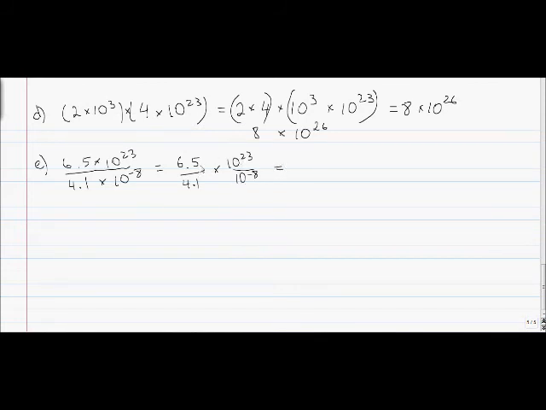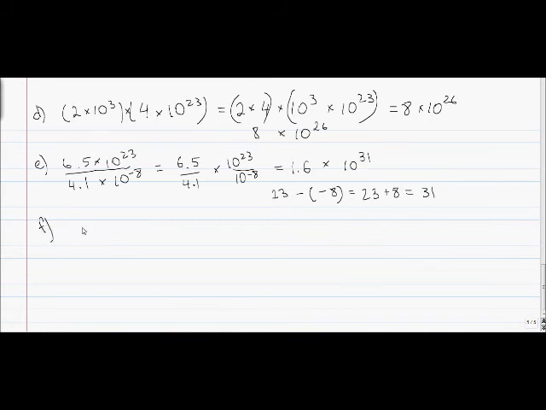If you take 6.5 and divide by 4.1, you should get 1.6. You can do it manually, or you can use a calculator for this. And now we just write down 10. It's division of different exponents, but the same base. So we subtract 23 minus negative 8. Negative and negative gives us positive, so 23 plus 8. If you add it carefully, you should get 31. So this is the 31st power, and the problem is done.